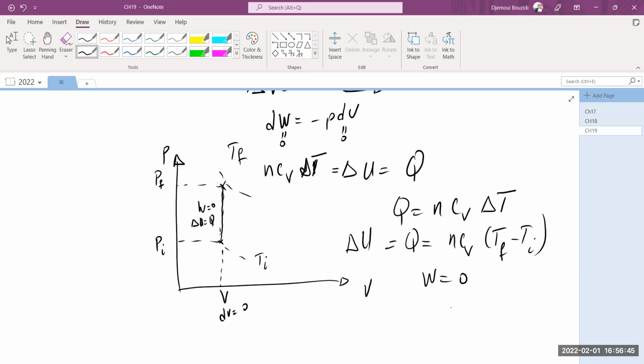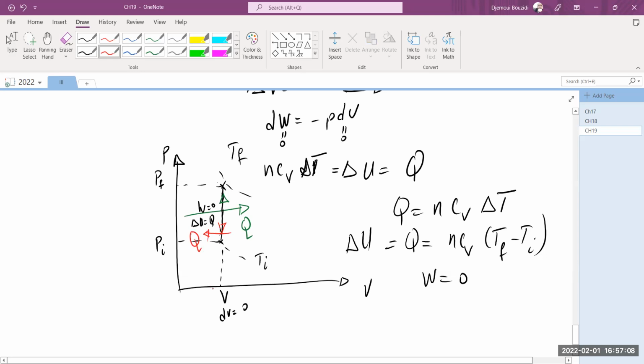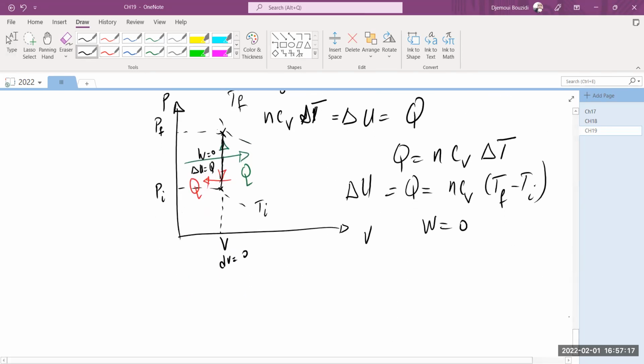So the way that I drew it somehow suggests that I'm adding heat to the system. So this is my Q, if indeed we're going this way, okay? If we're going in the opposite direction, then we are extracting heat this way, okay? That's it. So an easy process, isn't it? Yeah, pretty simple. Okay, very good.